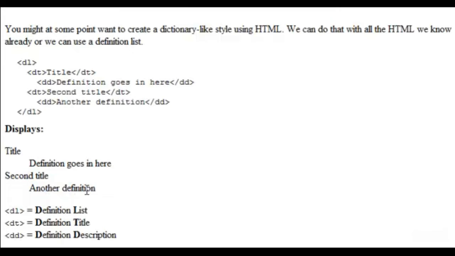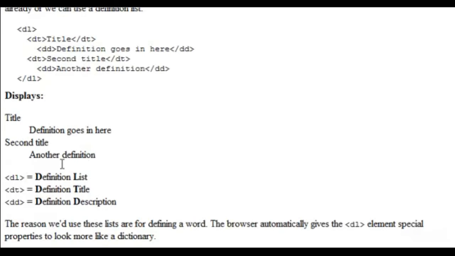Now the reason we can do that is because naturally our browser will display the code a little bit differently. This way it looks like you're actually looking at a dictionary. Now typically the only reason we'd actually use a definition list is for defining a term. Don't limit yourself to that. If you can find another use for it, by all means do it. And like I stated a little bit earlier, the browser automatically gives the DL element special properties to make it look more like a dictionary.